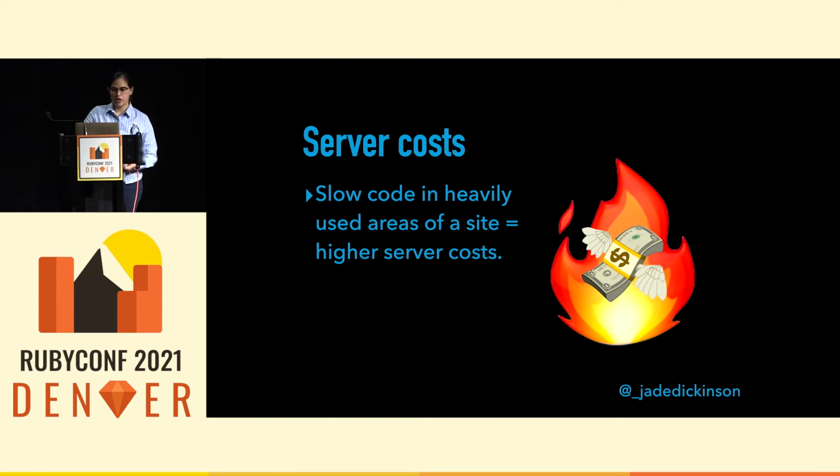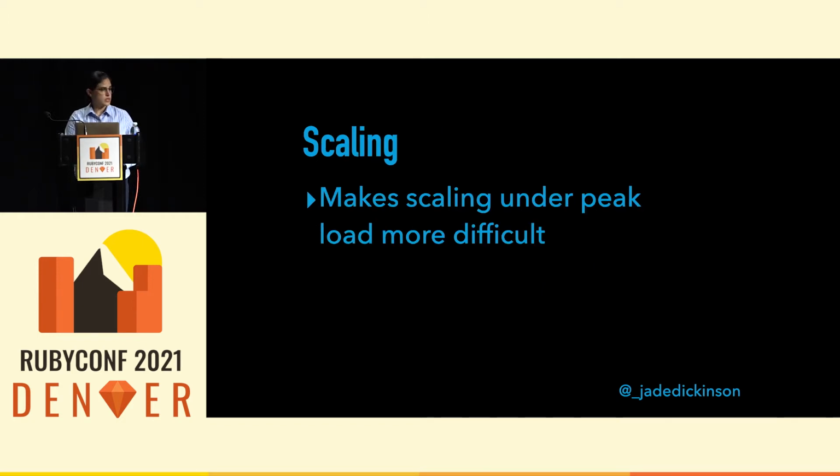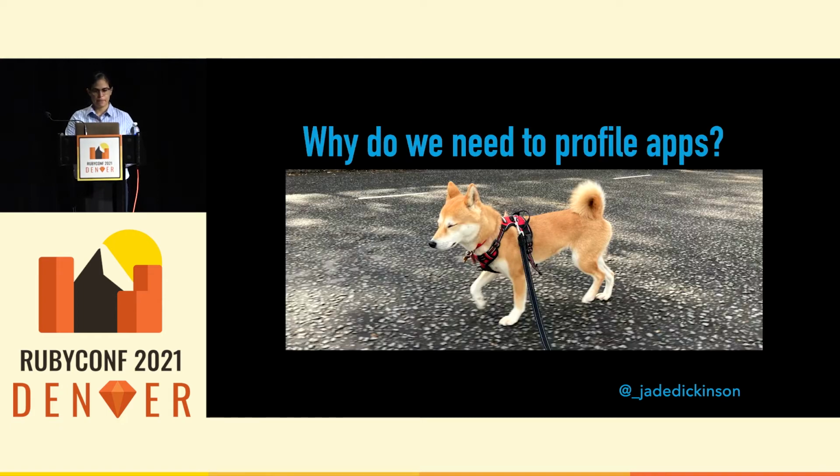Cool. So the next thing that performance is relevant for is server costs. If you have slow code in more heavily used areas of your site, then naturally you're going to have higher server costs. So if you can make that code faster, then the impact will be to lower those costs. As well as this, if you have performance problems in your system, then eventually under peak traffic, peak load, you're going to have errors. I'm going to talk more about this in the second half of this workshop. At this point, I just want you to bear this in mind, basically.